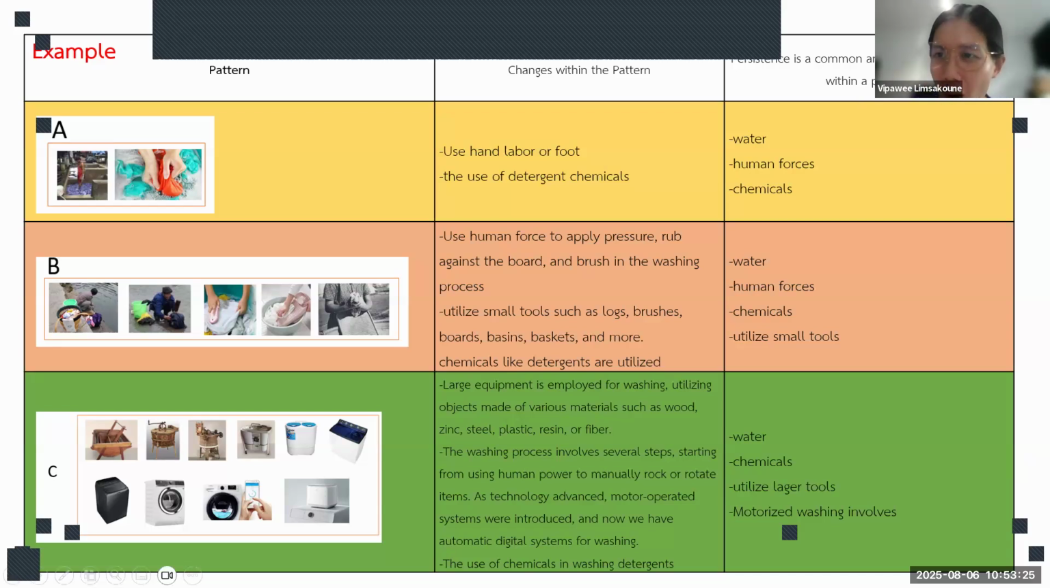The persistence is the common part, and this one is similar to the watch. When I asked you about what similar things the watches have, I gave the example that they have numbers, they have arrows, so those are the similarities. In this case, when you want to wash with your body, you need water as a medium to wash your clothes. Otherwise the dirt is not going out, right? And you need your force. And sometimes we use chemicals to help remove stains, right? So that's the common thing.